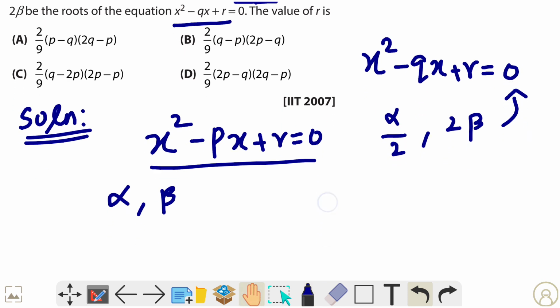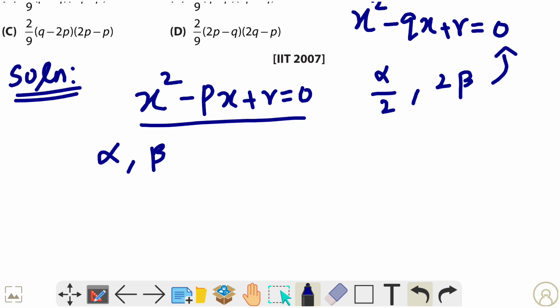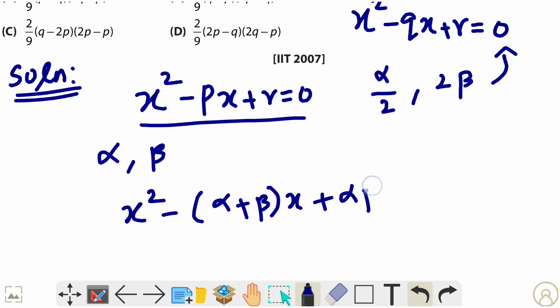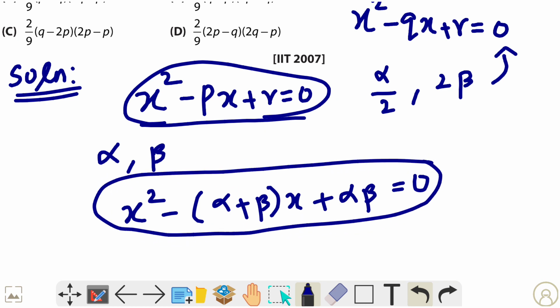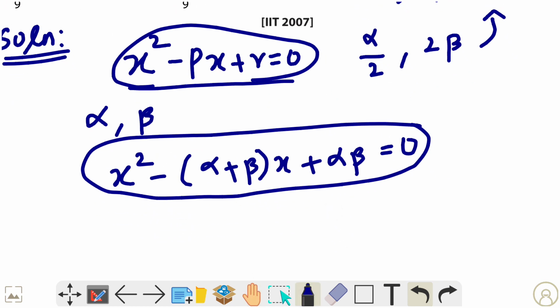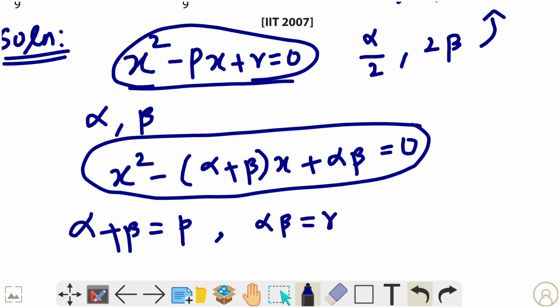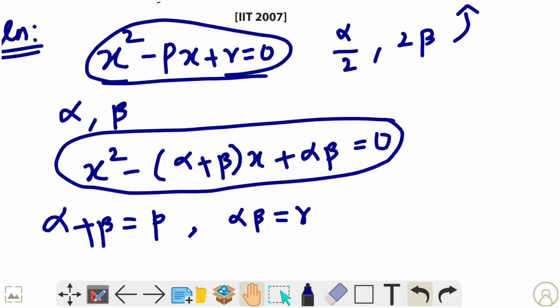We know that the general form of a quadratic equation is x² − (sum of roots, alpha plus beta)x + (product of the roots, alpha into beta) = 0. Comparing the first quadratic equation with the general form, we have alpha plus beta equal to p, and the product of roots alpha into beta equal to r. So this is my first equation.